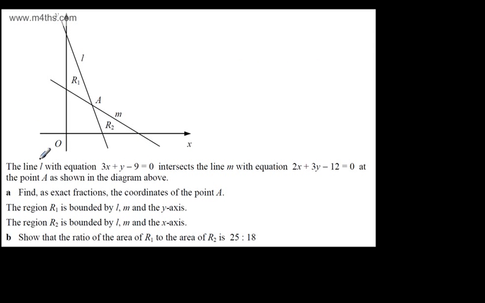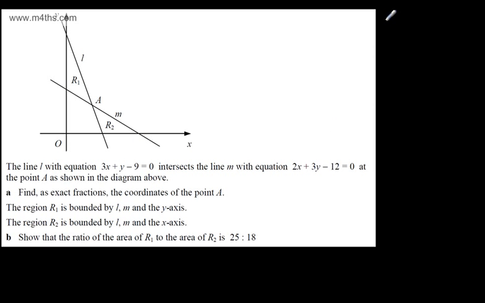We're told the line L with equation 3x plus y minus 9 equals 0 intersects the line M with equation 2x plus 3y minus 12 is equal to 0 at the point A as shown in the diagram above. So here's A. In part A we need to, as exact fractions, find the coordinates of the point A. So what we're looking at now are simultaneous equations. So this is equation 1, this is equation 2.